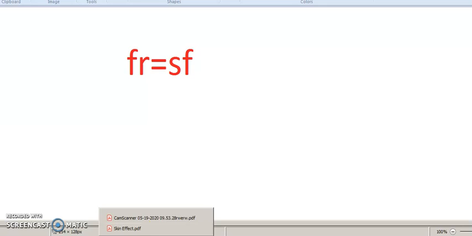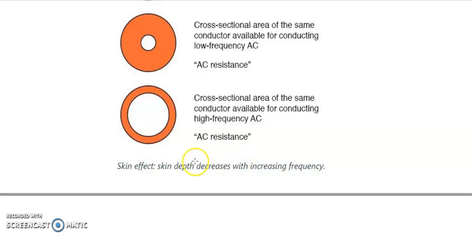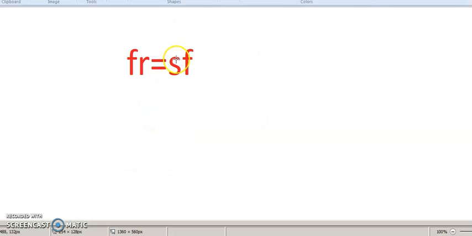And from this picture, it is very clear that as frequency increases, skin depth will decrease, which means the area of cross section will decrease. You can see the area of cross section is decreased here as I have increased the frequency. If I decrease the frequency, you can see the area of cross section is increased here when compared to this. So at starting, s equal to 1, Fr is equal to F, so stator frequency 50 means rotor frequency is 50.